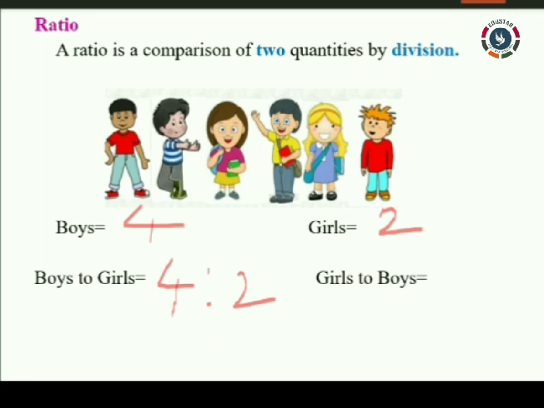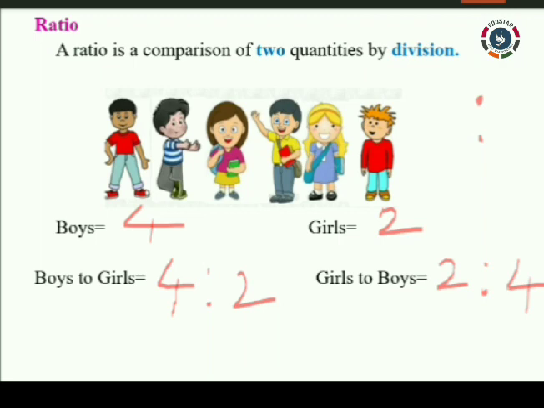Next, girls to boys. How many girls are there? 2 girls. Ratio means I have to separate it using colon. Next, how many boys are there? 4 boys. So 2:4 is the ratio of girls to boys. Ratio are represented by colon. Colon indicates division. Now can you say what is meant by ratio?